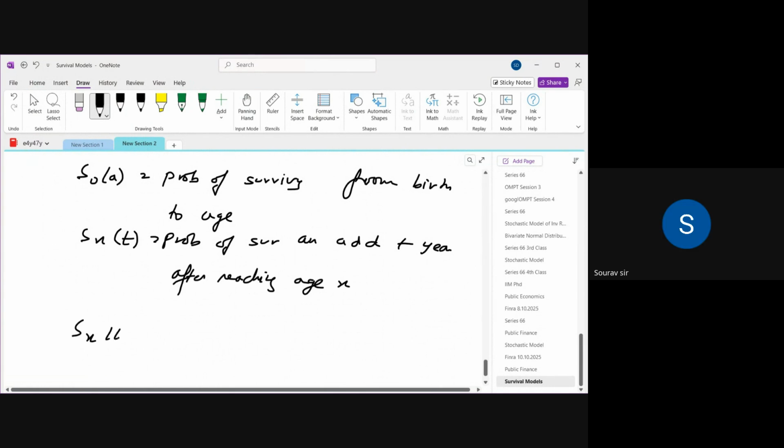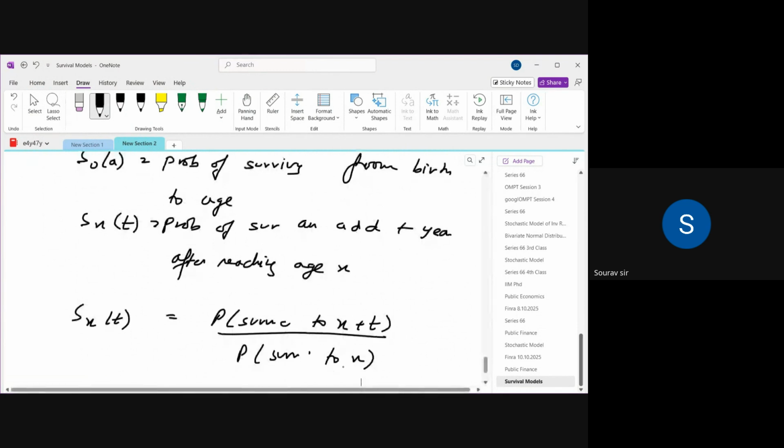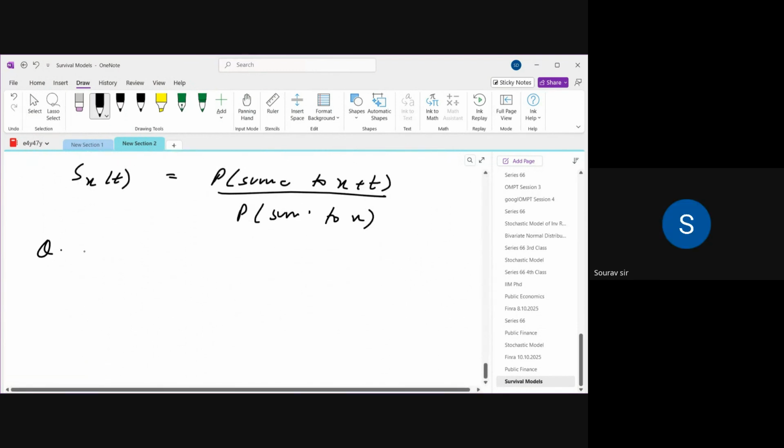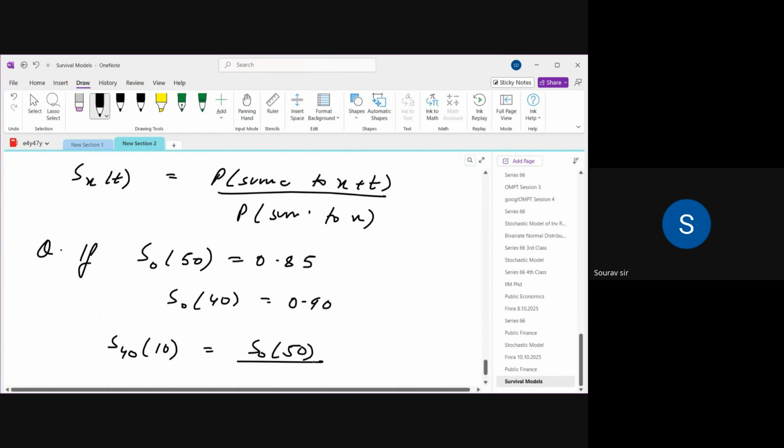Okay. So S(x, t) is equal to P(survive to x plus t) by P(survive to x). Here the question goes: if S(0, 50) is equal to 0.85 and S(0, 40) is 0.90, then S(40, 10) is equal to S(0, 50) divided by S(0, 40), that is 0.85 by 0.90. Okay.